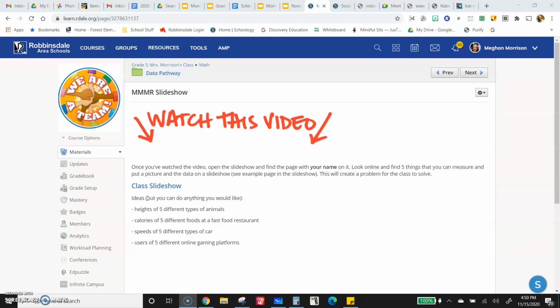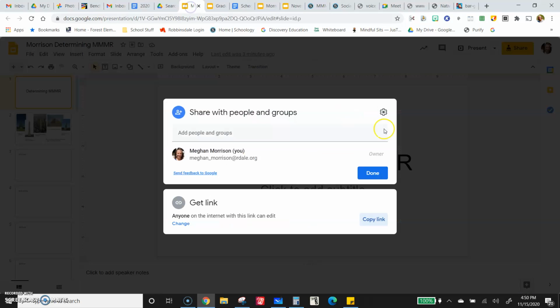Now make sure you only do yours so that you're not messing with anybody else's stuff, because nobody wants that. What you're going to do on your slide is find 5 things that you can measure and put a picture and the data on a slideshow, or at least the data if you can't find a picture.